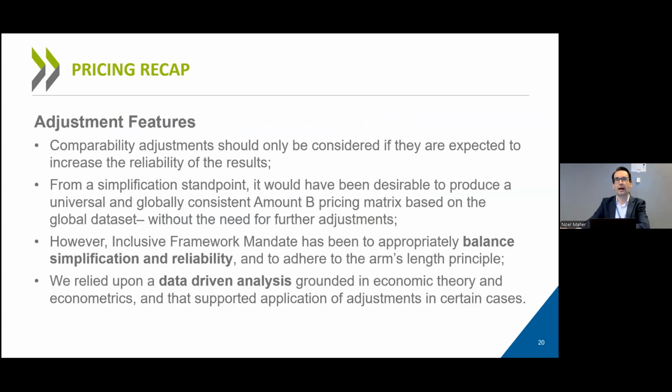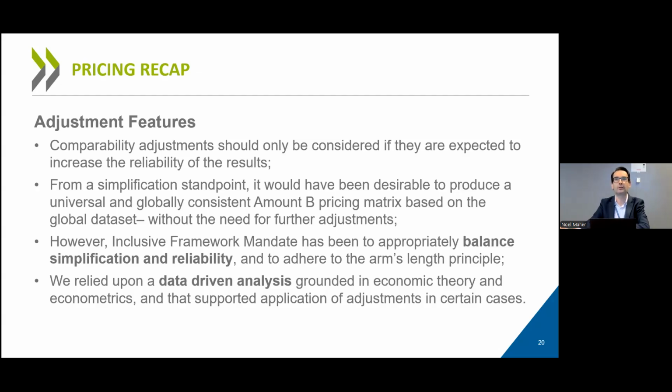So I think most people will be familiar with the principle relating to making comparability adjustments as it relates to, let's say, transactional net margin methods, such that any such adjustments should only be made if they're expected to improve the reliability of the results. And so with that principle in mind, Working Party 6 did ultimately explore the case for making various different types of adjustments that seek to improve the reliability of Amount B.